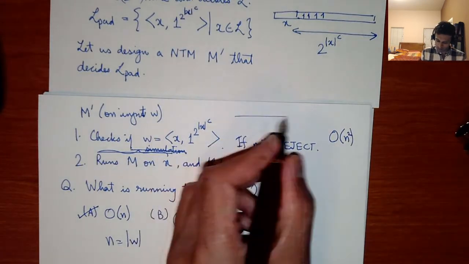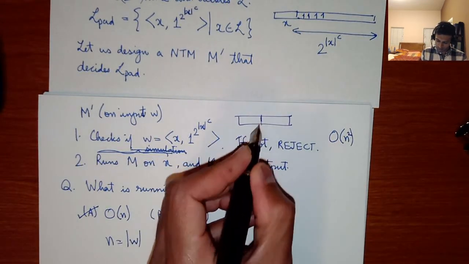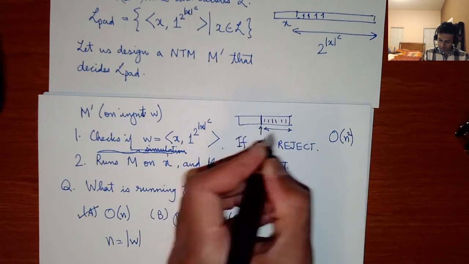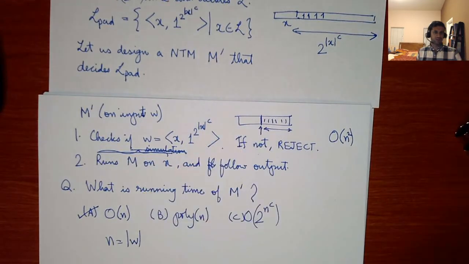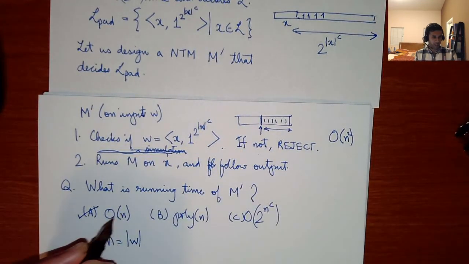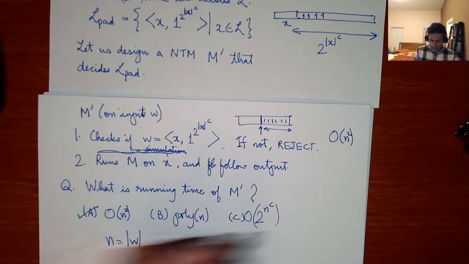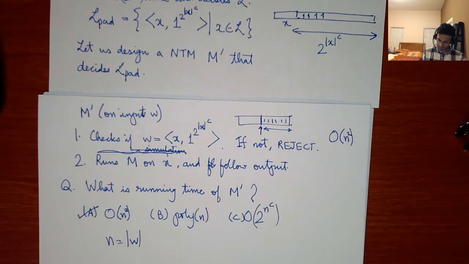Right? Basically, you could just go to each position, check if all of those are ones, and then check that the length of that is equal to this. So maybe O of n squared, I should be careful. Definitely I can do it in O of n squared. And if I'm more careful, probably in linear time.